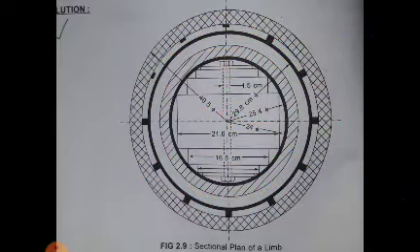Okay, dear students, this is very easy. You have to draw it.